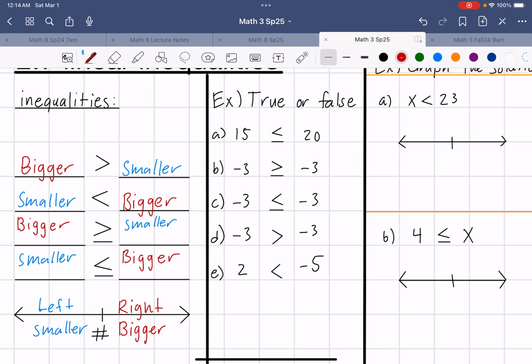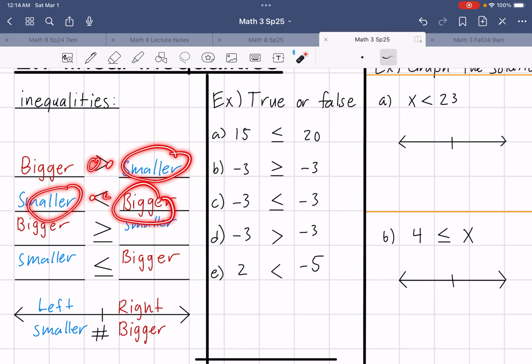And that's the language I want to get used to using. One side's bigger, one side smaller. Same side is bigger, same side is smaller. Just because the direction changed didn't mean the meaning changed. So look at the closed side, still smaller. Open side is still bigger.